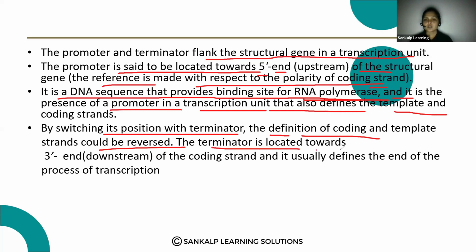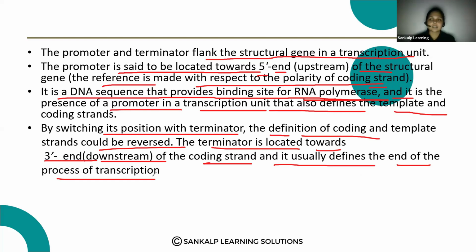The terminator is located towards the 3' end of the coding strand, and it usually defines the end of the process of transcription. So the terminator is present at the 3' end of the coding strand, and that terminates the transcription process.